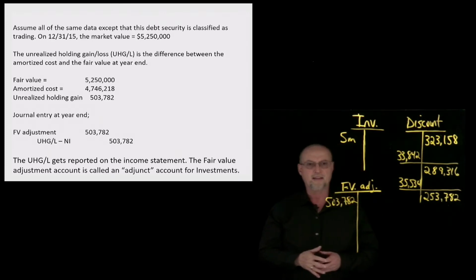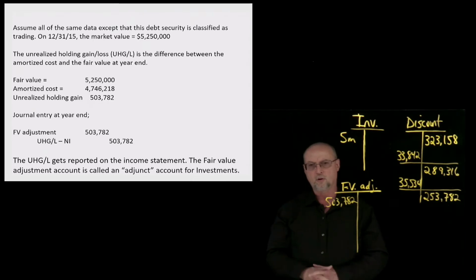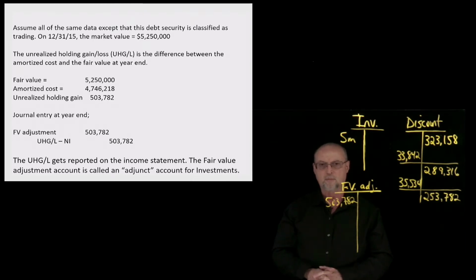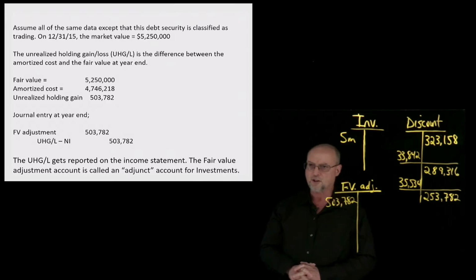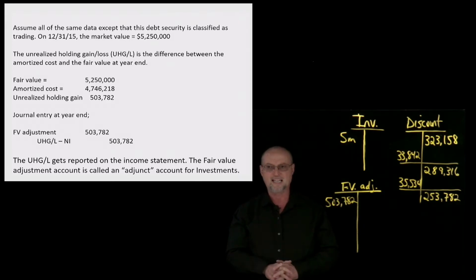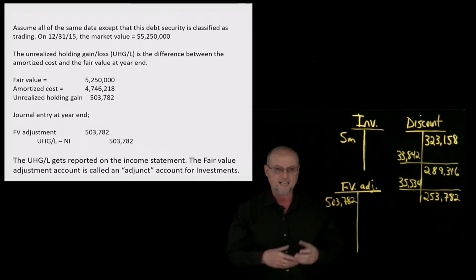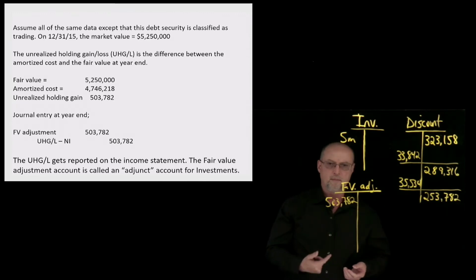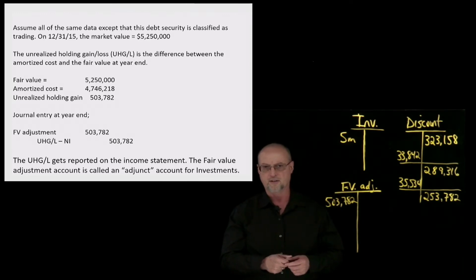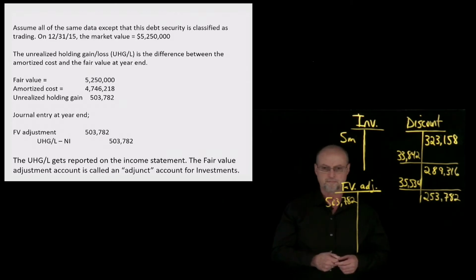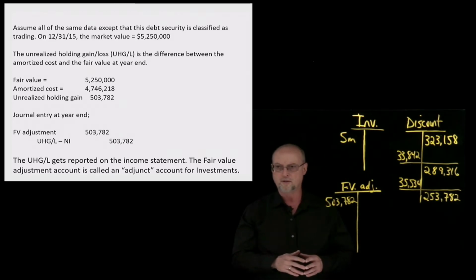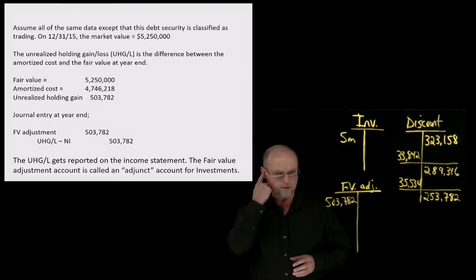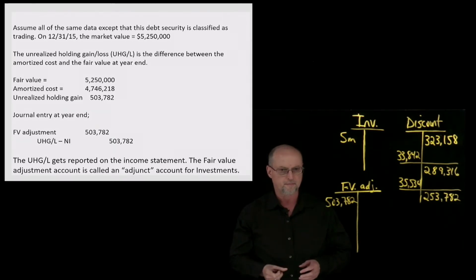Okay, and then we credit unrealized holding gain or loss dash net income, and that tells us that that unrealized holding gain or loss gets reported on the income statement. Okay? Trading securities, even though we have not yet sold the investment, any unrealized holding gains or losses go onto the income statement because of the short-term nature of this investment. Okay? So, what I suggest you do is pause, make sense of the numbers before we continue.